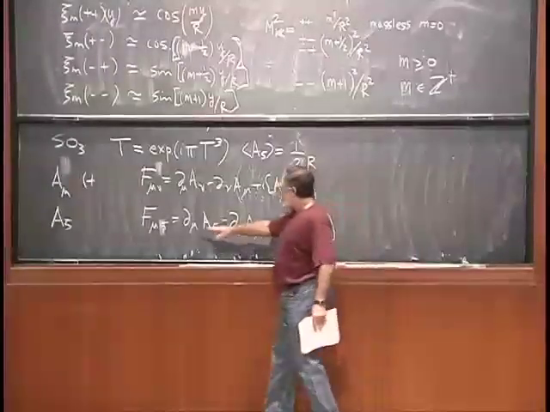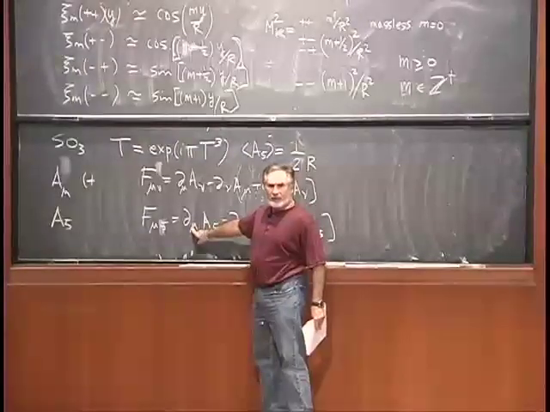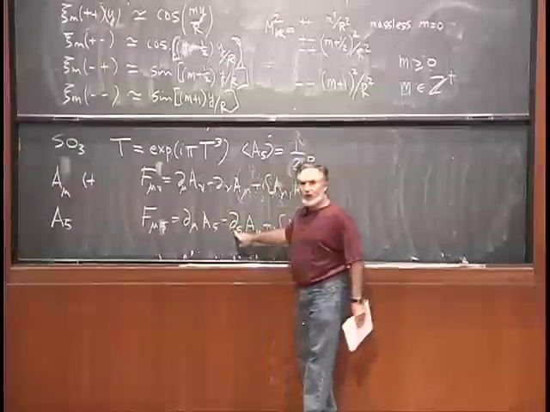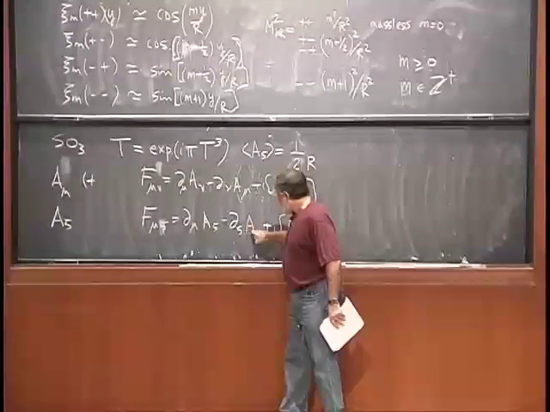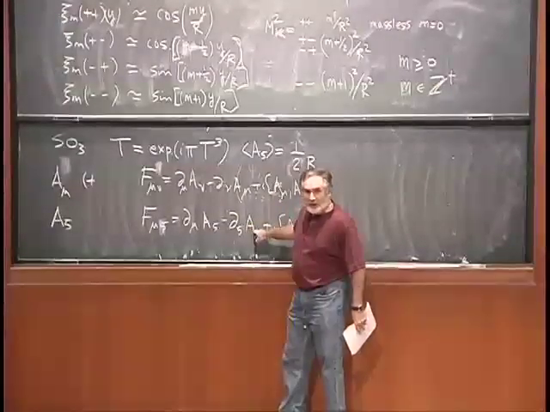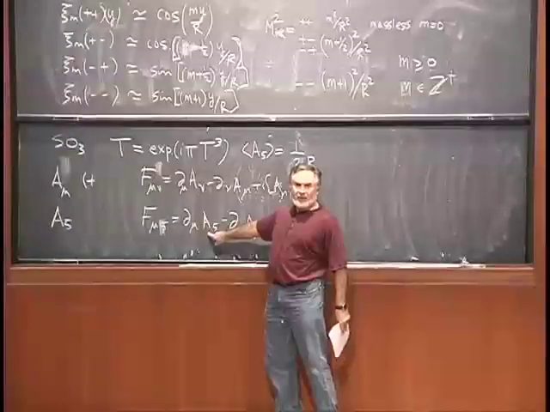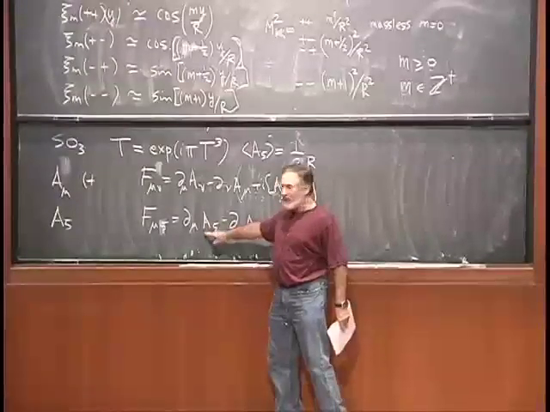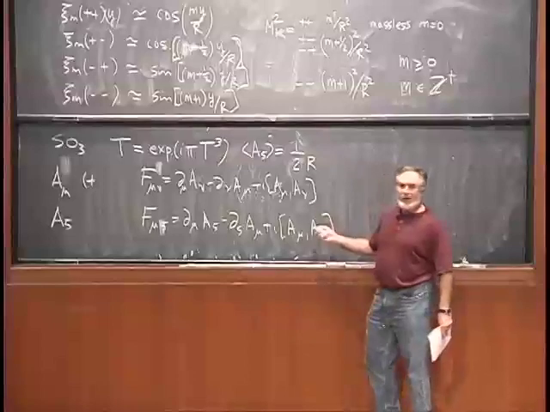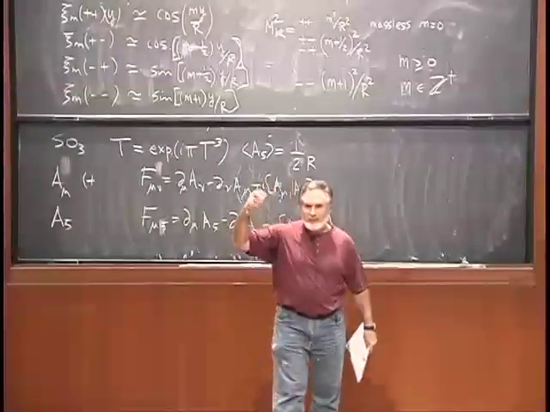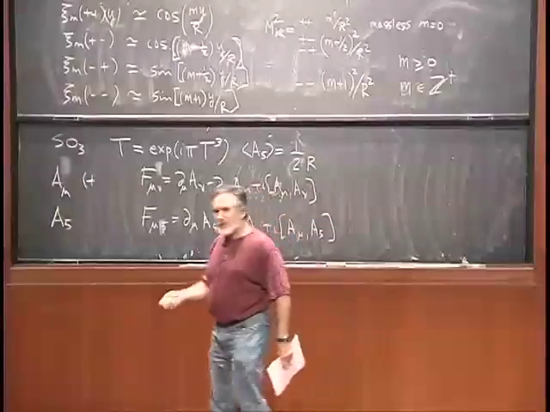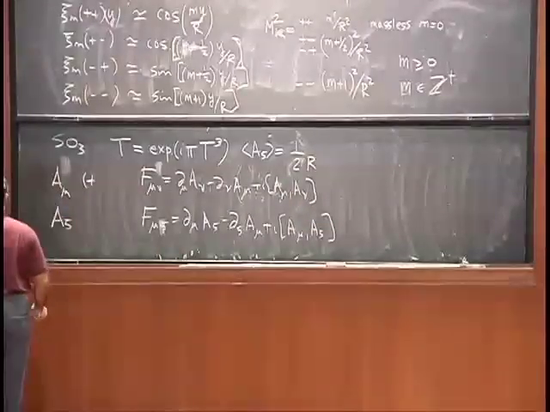Under the parity operation, d mu doesn't change, right? But d5 changes sign under y goes to minus y. This doesn't change sign under y goes to minus y, so therefore this has to change sign under y goes to minus y, so that the whole thing will be odd under the parity operation. And since the action includes F mu 5 squared, the Lagrangian is invariant under that parity operation.